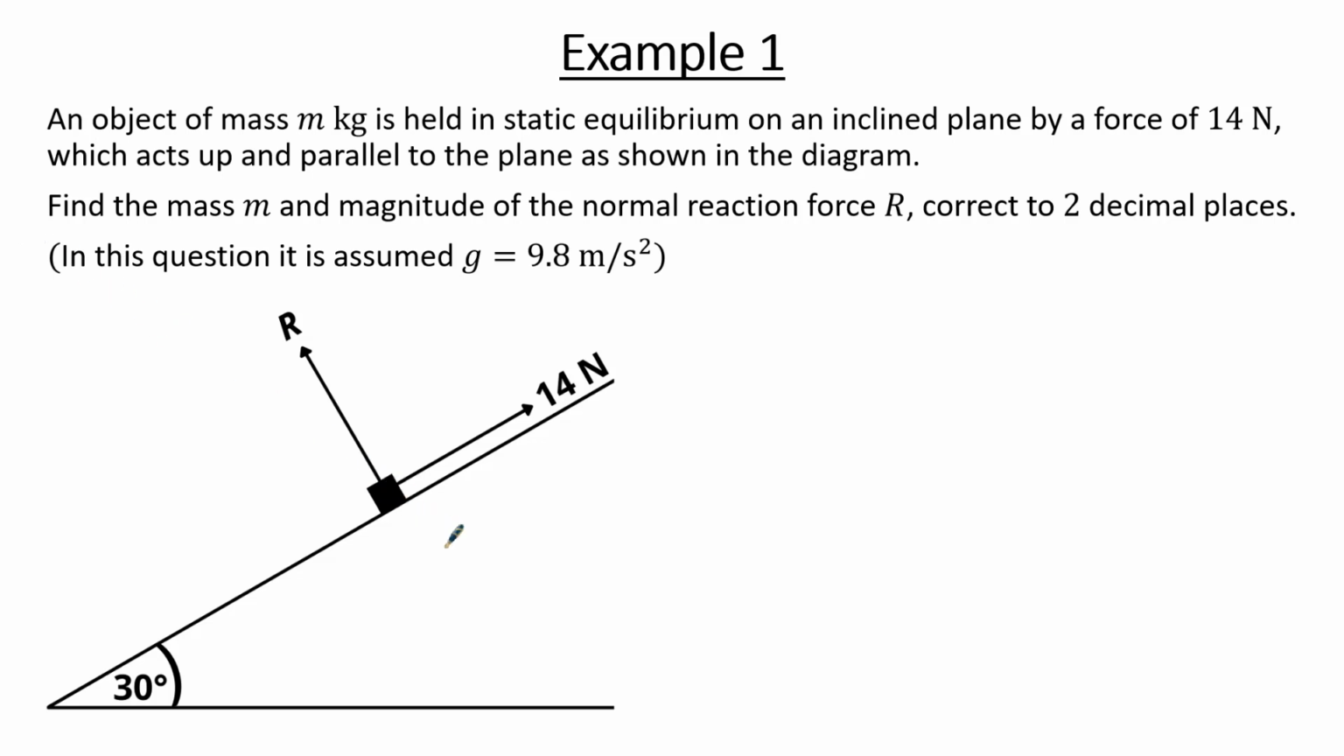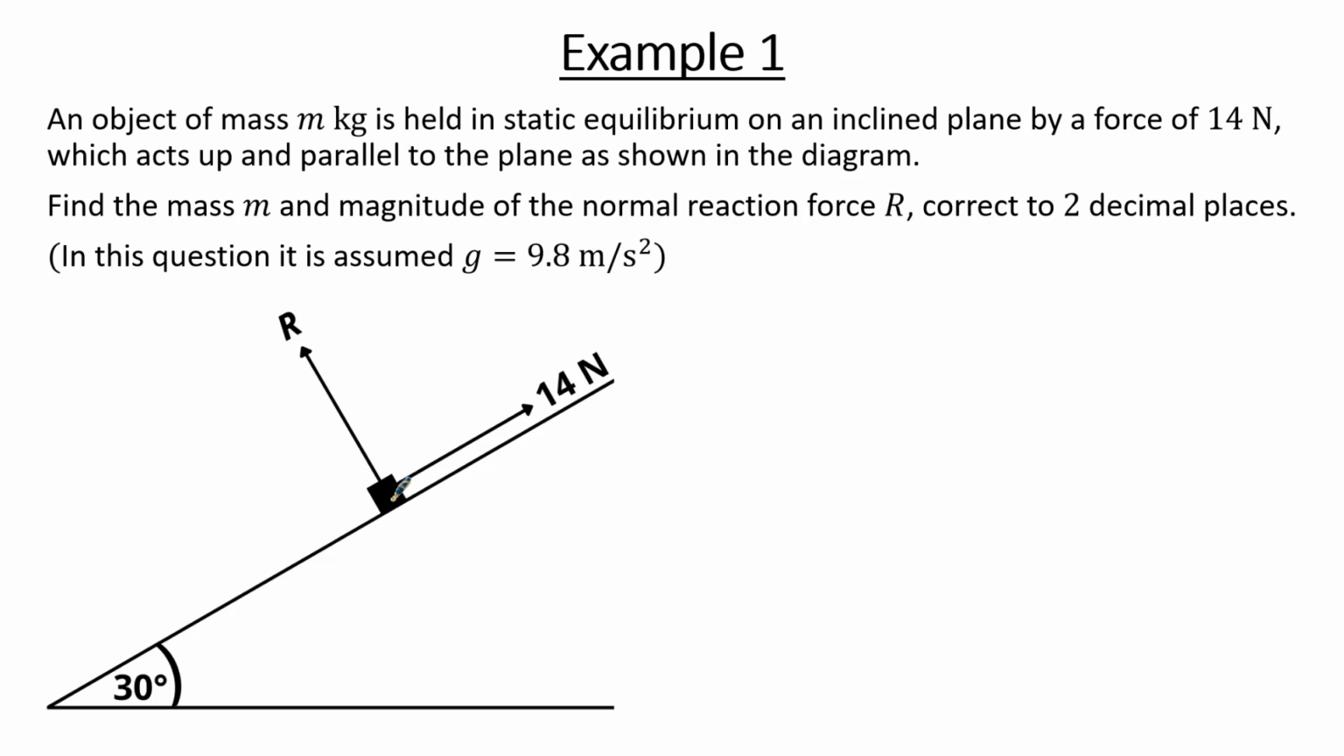Here is the diagram we are given. This is the object of mass m kilograms, and we can see the object is on this incline, which is at 30 degrees to the horizontal. As well, we have a force of 14 newtons going up and parallel to the plane, and we have the normal reaction force r, which is perpendicular to the plane. We now need to draw in any additional forces.